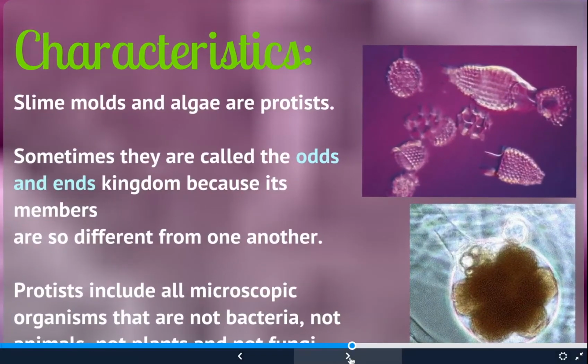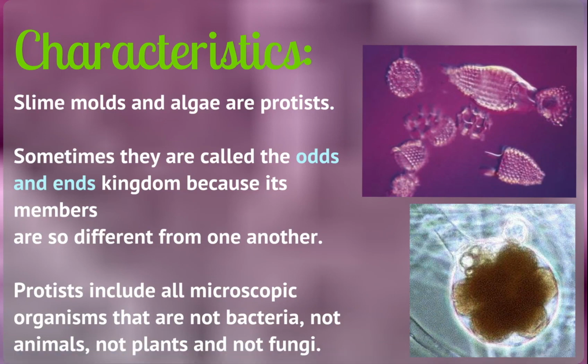Characteristics of protists: slime molds and algae are protists, and sometimes they are called the odds and ends of the kingdom because the members are so different from one another. Protists include all microscopic organisms that are not bacteria, not animals, not plants, and not fungi. So basically, anything that's left over from the other kingdoms gets thrown into Protista.